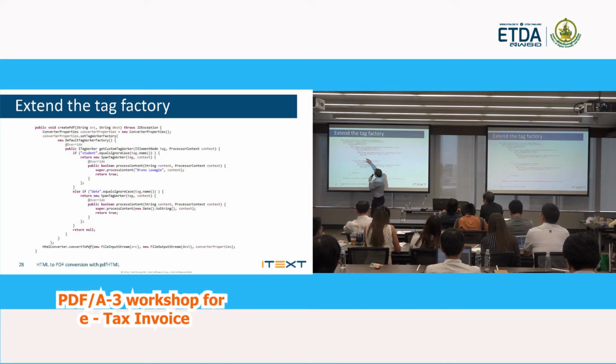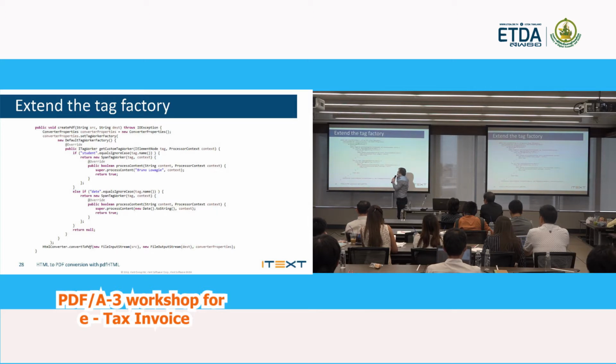We are going to say, if you have a student tag, well, that's like a span tag in HTML, and you have to process the content, and instead of the real content, John Doe, replace it with the name of someone. Here it's hard-coded, but obviously you would use a database query to get a name. If we have the date tag, well, replace it with the current date. So new Date will give you today's date, and then toString. And so this is an extended tag worker factory.